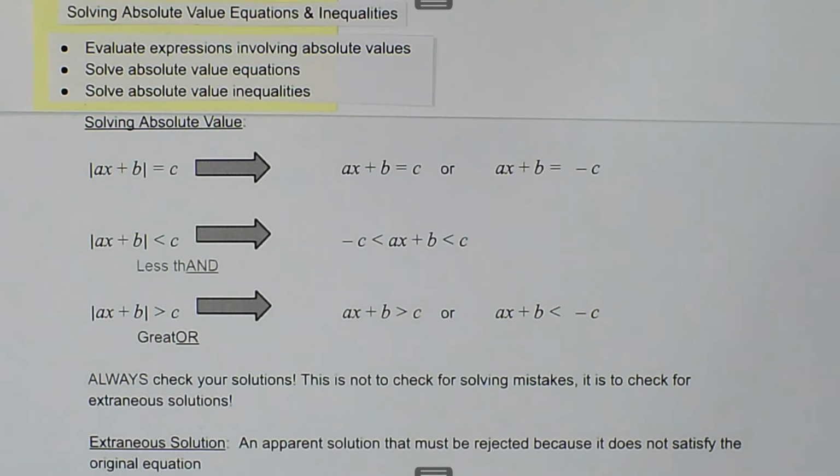Always check your solutions. This is not to check for solving mistakes. It is to check for extraneous solutions. So extraneous solutions, an apparent solution that must be rejected because it does not satisfy the original equation. And we'll take a look at some of those examples coming up.